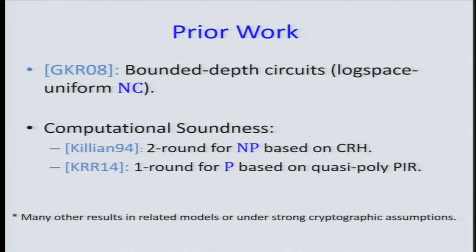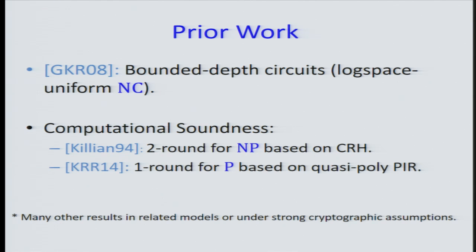So in that setting, a classical result of Kilian gives a 2-round protocol for any language in NP, based on a fairly standard cryptographic assumption. And in a recent work with Yael and Ran, we gave a 1-round solution for languages in P, based again on a fairly standard cryptographic assumption. But the setting that I want to talk about today is more the GKR setting.